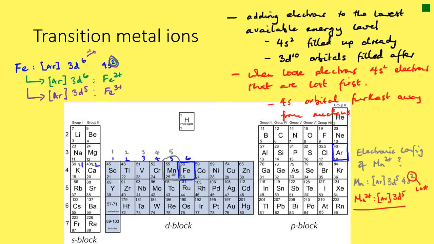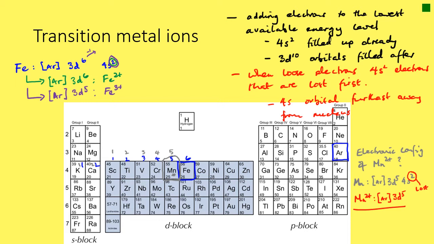So that's our first rule, and in the case of transition metals, that means that the 4s electrons, 4s2, have been filled up already, so they're filled up with potassium and calcium, and then you go back to filling the 3D orbitals. The 3D orbitals are filled afterwards, and that's because the 3D orbitals are slightly higher energy than the 4s orbital.